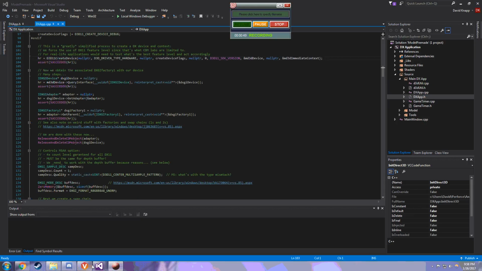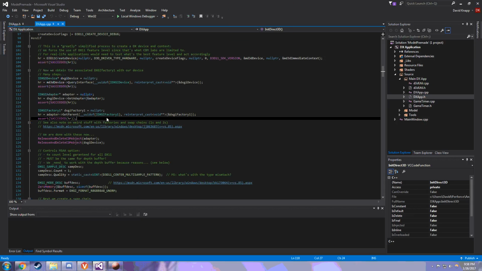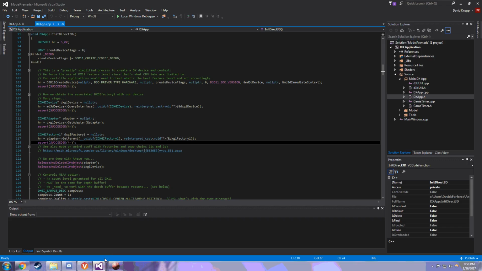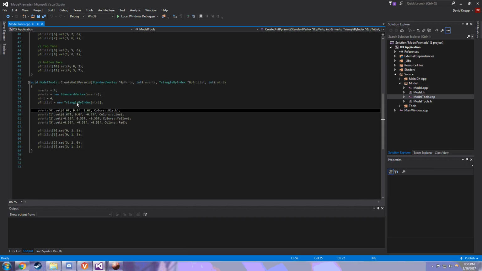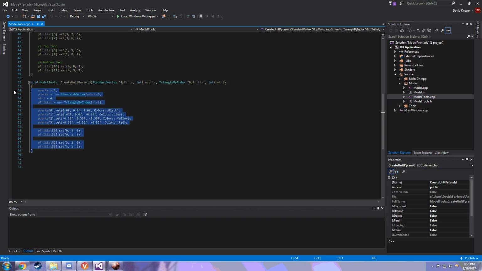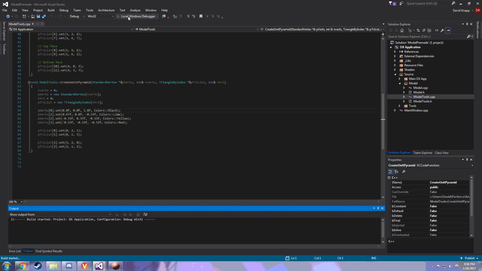On to part 2. Is this part 2? No, this is part 2. Okay, pyramid, right. Model, create pyramid. It's this. I got the measurements wrong, so it's going to look a little wonky, but it does actually draw. Also, it's a 3-sided pyramid, not a 4-sided pyramid.